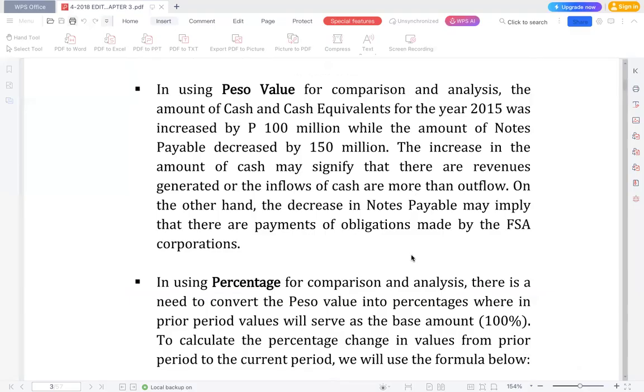On the other hand, the decrease in notes payable, of course, if there is a decrease in payable, it shows that there are probably payments of obligations made by FSA Corporation.